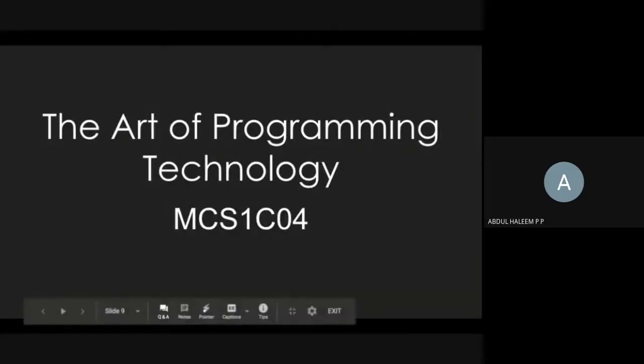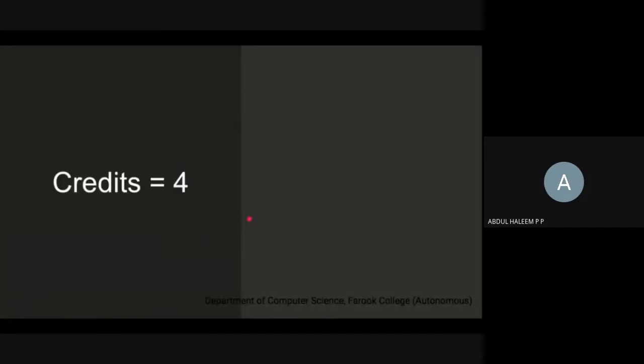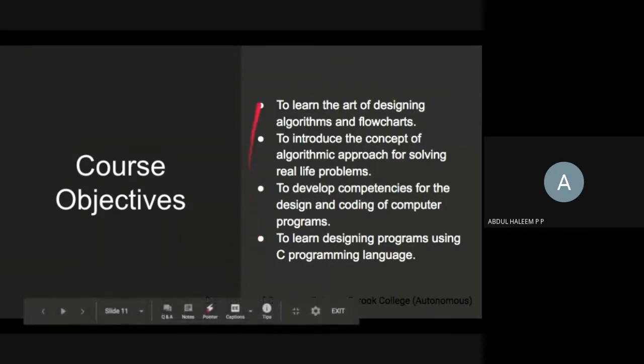Our course code is MCS1C04. It's a 4-credit course spanning 5 modules. What are the course objectives? Once you finish this course at the end of the semester, these objectives are to be met.